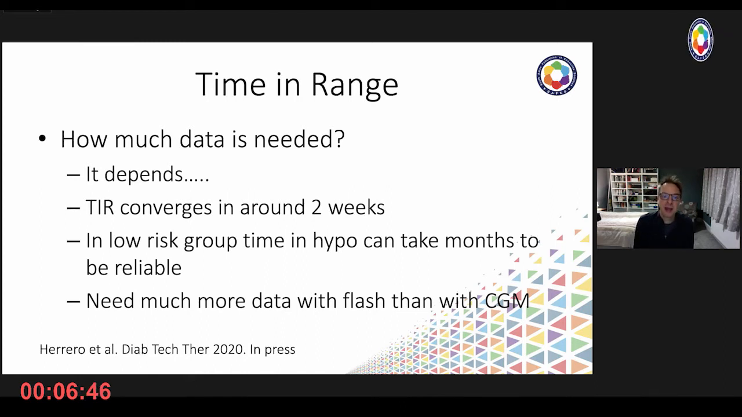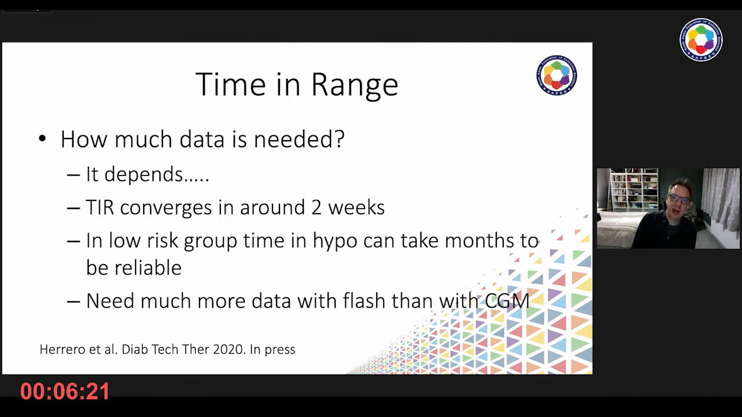So if we're looking at time in range between 3.9 and 10, you need around 2 weeks of continuous glucose monitoring data. If you're looking at time below range, it can take over 3 months for that data to be reliable. And of course, that's very similar to HbA1c. And in a low risk group, so a group that's not having much hypoglycemia, it can be even longer.